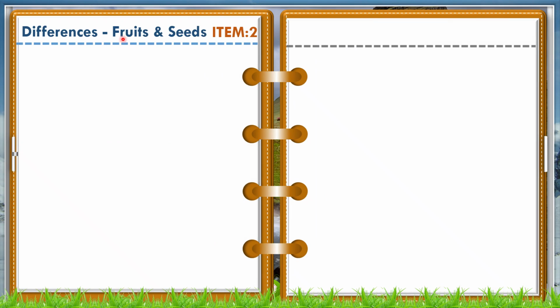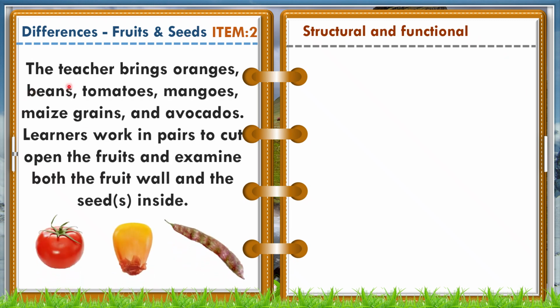Differences between fruits and seeds. Item 2: Structure and function. The teacher brings oranges, beans, tomatoes, mangoes, maize grains, and avocados. Learners work in pairs to cut open the fruits and examine both the fruit wall and the seeds inside.